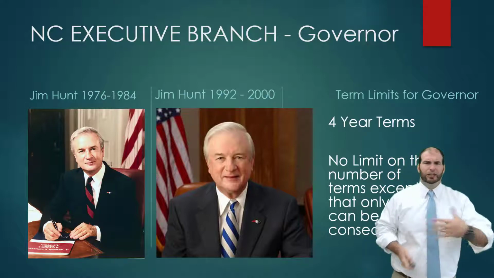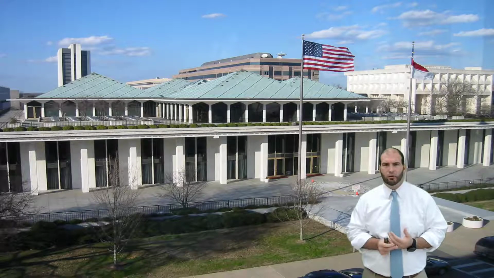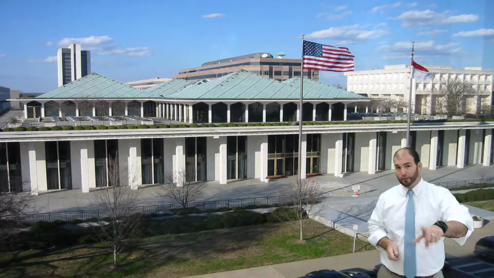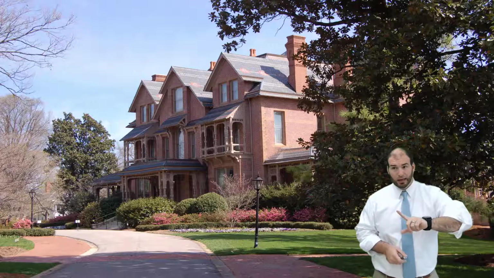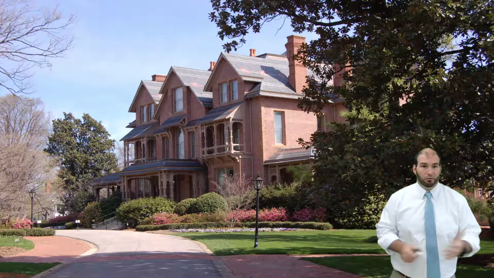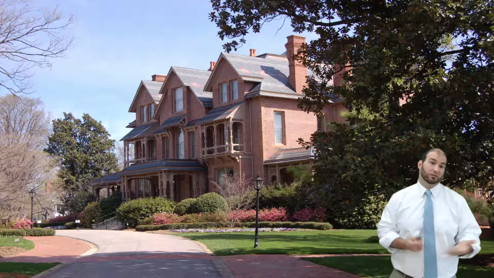The legislative branch gets a new building. This is the current one, where it is now in Raleigh. The governor's mansion was built in 1883. That was pretty impressive. To be over 100 years old, it's in really good shape. That's a nice house.